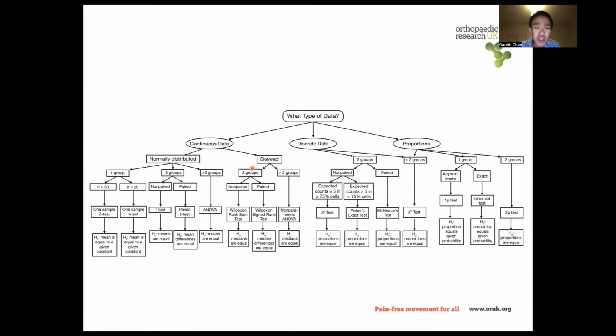And then when you've got skewness to your data, the most common is a Wilcoxon rank or signed rank test, if it's unpaired or paired data. And you move on to the other side of data. If it's all discrete or nominal or categorical data, nominal or ordinal data, we then look at doing a chi-squared or Fisher's exact test. And that depends on how many numbers you have in each group. If you have less than or more than 5, that dictates which test you can do.